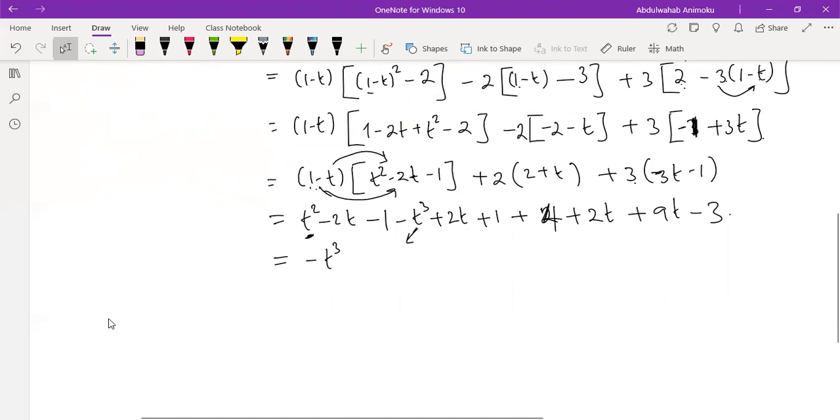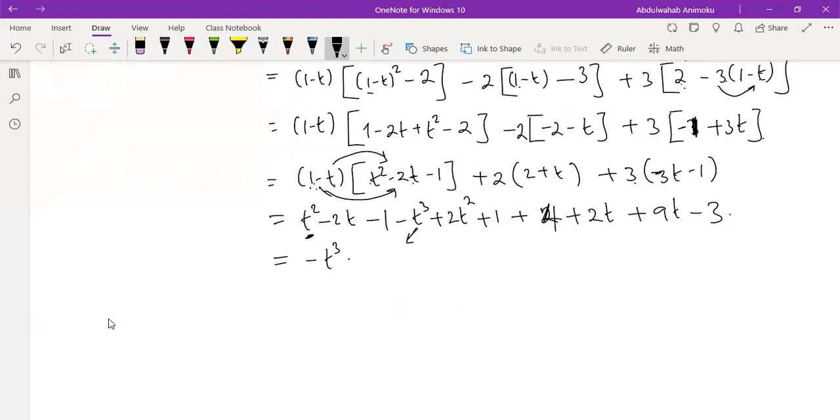Is there any other t squared? No, no more t squared. So we have plus. Let me double check that. Hope I haven't made any mistake. So we have 1 times t is t squared. I think we have another t squared somewhere, right? Which is minus t times minus 2t is plus 2t squared.